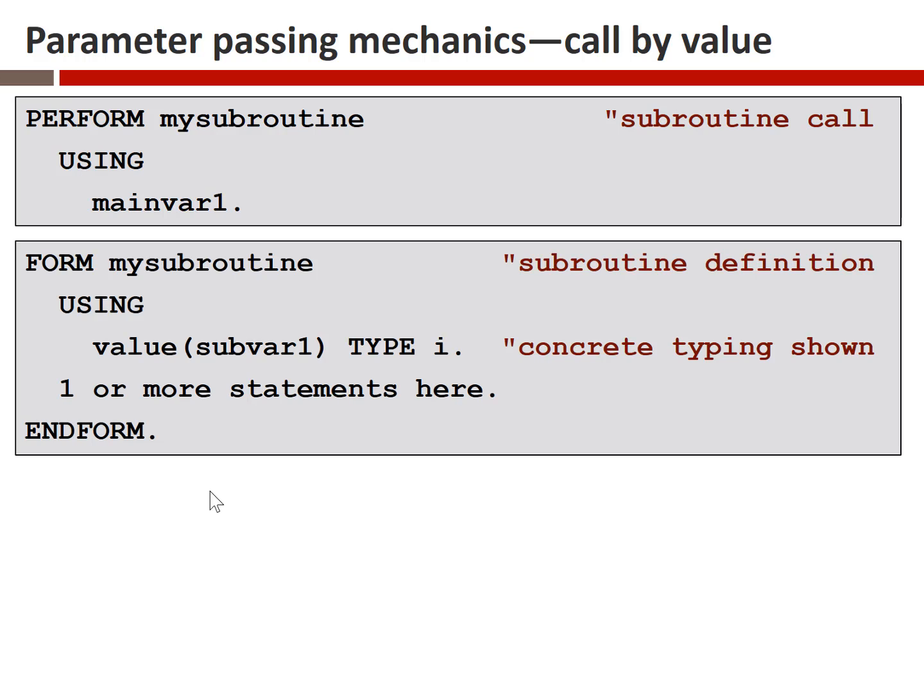On the receiving end, this is what it would look like. Form my subroutine, and then I have the word using again, and what I am showing here is pass by value. So in this case, a copy is going to be made. On the receiving end, I'm calling it subvar1, and I've elected to show concrete typing here, so this is going to be received as an integer. And then I have the code of my subroutine, and then when I'm done, we see the end form statement. The implication of using, no pun intended, the keyword using, is that my subroutine is not going to be changing this value. It's going to be using this value, and that's the extent of it.